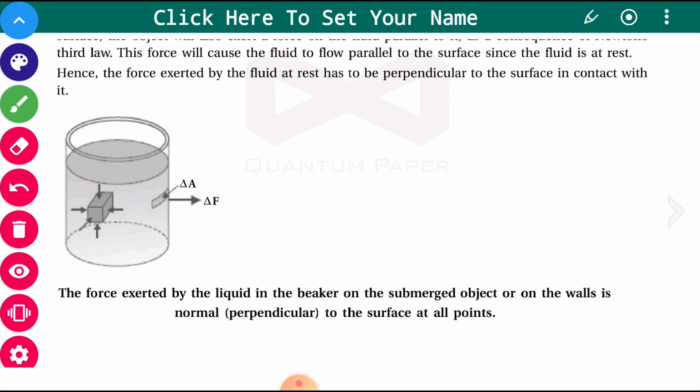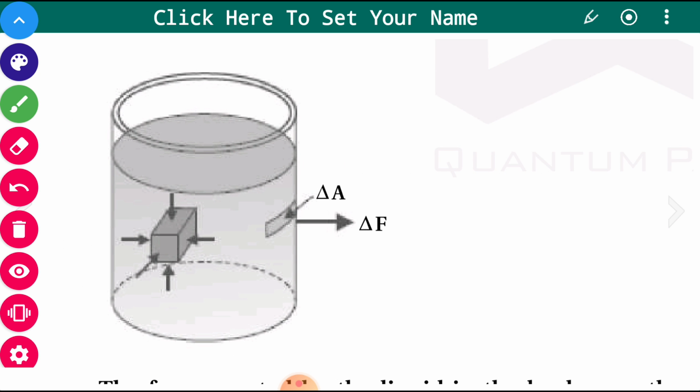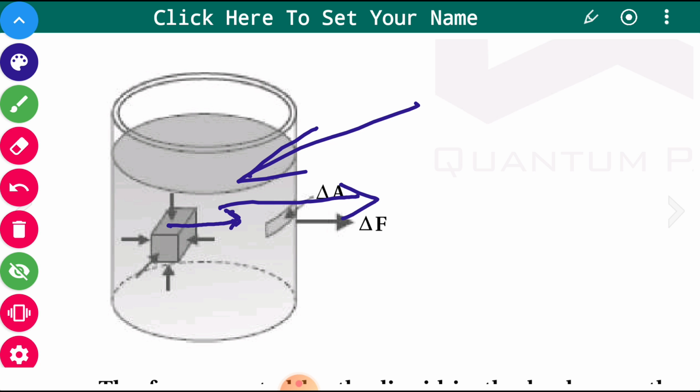So the force exerted by the liquid in the beaker on the submerged object or on the wall is always perpendicular to the surface at all points. So this submerged object is experiencing the force perpendicularly on the different walls, not in this particular direction. Try to understand, the force is not parallel to the surface of the submerged object, otherwise this fluid would start flowing, and it is not flowing in the beaker, it is stationary. It means that forces are perpendicular to the surfaces.